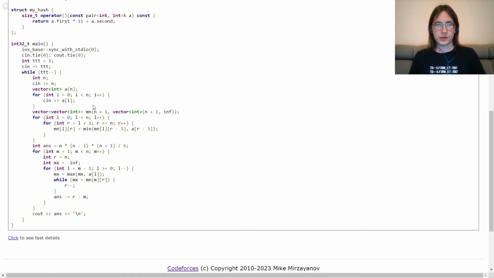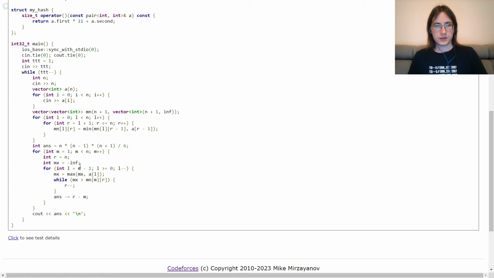I read the array A, I calculate the minimum on every semi-interval, I use the formula to find the sum of length minus 1, and then I want to subtract the overall number of gaps over all subarrays from it. I fix M, initially R is equal to N, and the maximal element on the left semi-interval is negative infinity, because initially I didn't consider any elements.